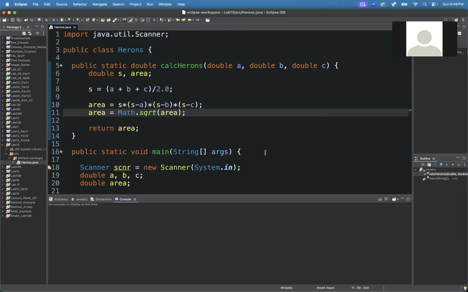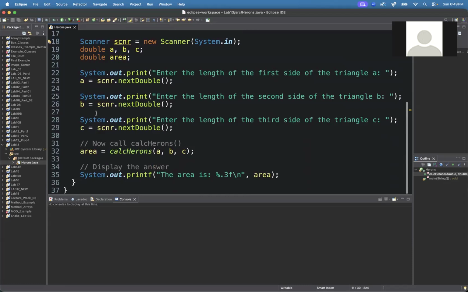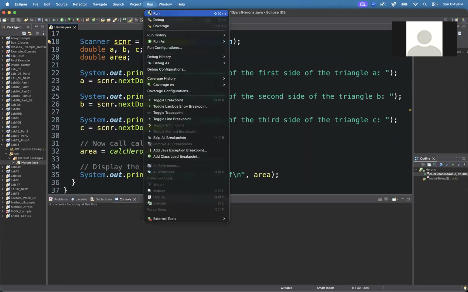If they get confused by the parentheses or something, it's all the same at the end of the day, right? We're gonna multiply these things together, and then we're gonna square root it, and then we return it. And that's all we had to do because the rest of the program was already written for us. So if we run this, it should just work.